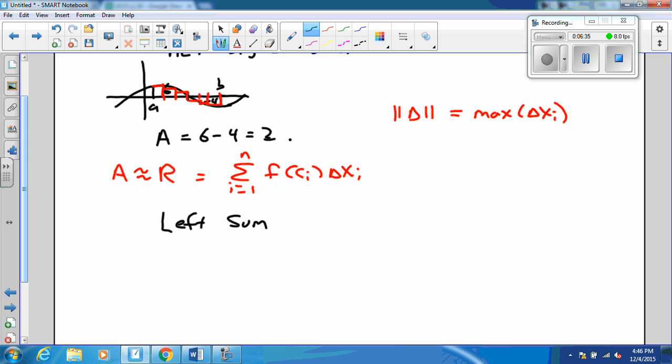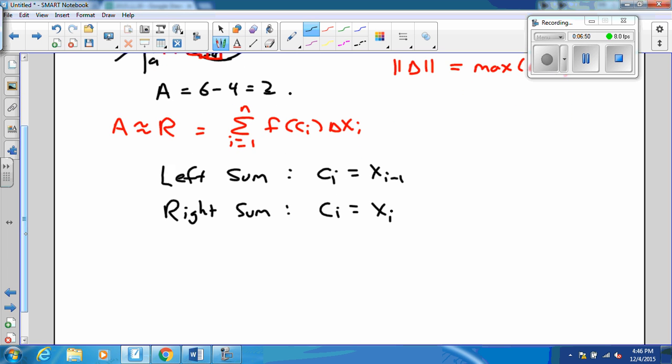The left sum happens when I let c_i equal the leftmost x value in the partition, or x_{i-1}. The right sum happens when I let c_i be the rightmost x value, or x sub i. The midpoint sum happens when I let c_i be the midpoint of each subinterval, like so.